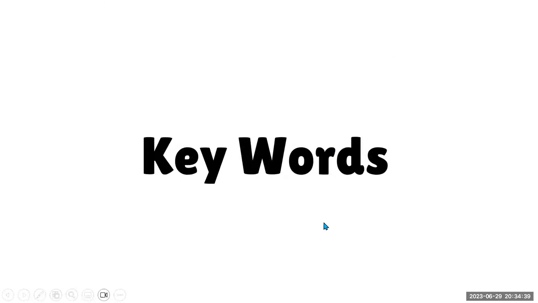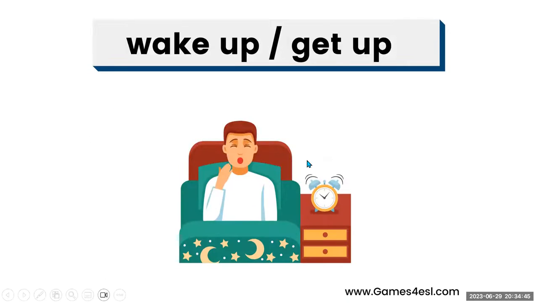Okay, let us see the vocabulary. We are going to see some keywords. For example, wake up or get up. But what if I am going to use it with he or she? The pronunciation is not going to be the same. If I say I wake up, I get up, and if I say he wakes up, he gets up, listen to the pronunciation. I wake up, I get up. He wakes up, he gets up. Can you get what I'm trying to say?